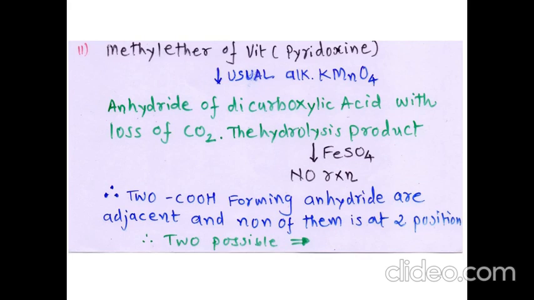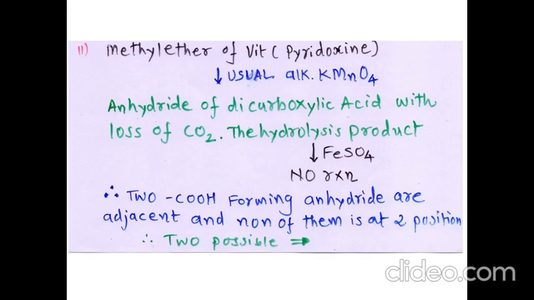When you allow it to react with FeSO4, no reaction occurs. That means these 2 COOH groups forming anhydride are on adjacent position, but none of them is at position number 2. Why? If one of these carboxylic acid group is at position number 2, then FeSO4 must have given positive observation, which is not happening.